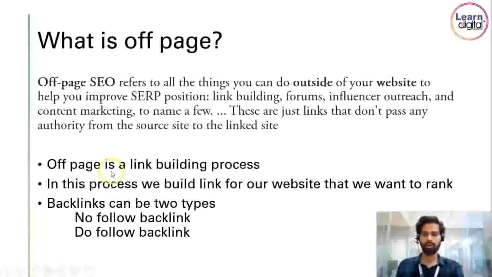So let's see, off-page is a link building process. It means we need to receive links for our website from other websites. As I told you already, if other websites give you a vote, then definitely Google will rank your website. In this process, we build links for the website that we want to rank. The next point is what we generally consider a backlink. In technical language, we call them backlinks. It means if some other website is giving a link to your website, it's giving a vote to your website, and that we consider a backlink.